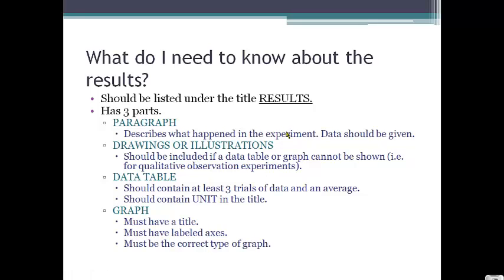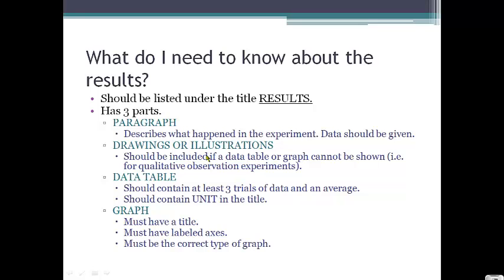Now, there are 2 types of observations that you can make or results that you can get. There are something called qualitative observations, and those are observations where you look at something and you see if it's changed color or shape or texture, or it's gotten bigger or gotten smaller, but you don't actually measure anything. Okay? So there's no numbers involved in a qualitative observation. Qualitative stands for quality, so you're looking at qualities of the thing. There's no numbers. Okay? If you're doing a qualitative observation, then you're going to have your paragraph and you're going to draw some drawings or illustrations that show what happened in your experiment.